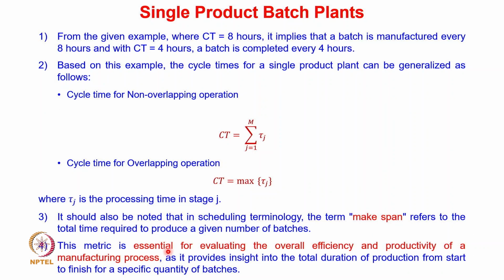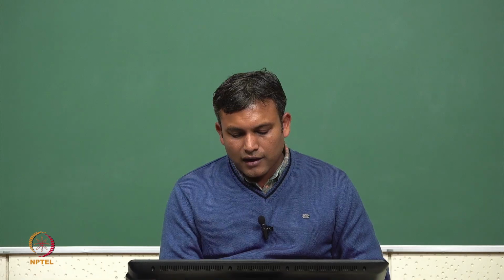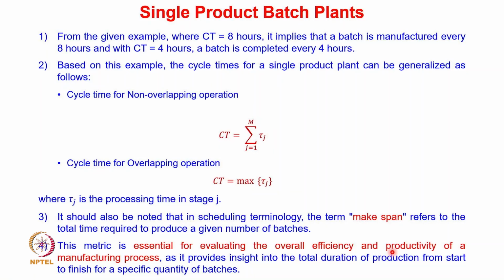So this metric, this makespan, is an important metric primarily because it helps in evaluating the overall efficiency and productivity of the manufacturing process, as it provides the insight into the total duration of the production from start to finish for a specific quantity of the batches. So for a specific quantity of the batches, how much time is required, that we can get, and therefore it provides the information on the productivity of the manufacturing process.